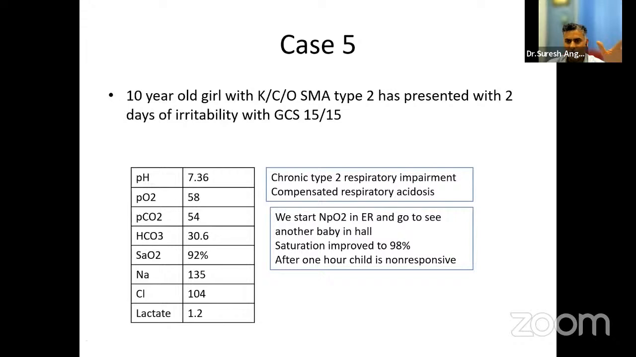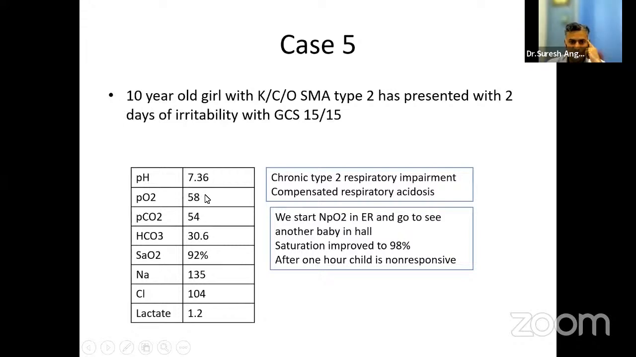So this is a chronic problem. So chronic neuromuscular disease is there. So it is basically chronic or type 2 respiratory acidosis there. Respiratory acidosis with metabolic compensation, right? Yes. So what is other important finding here?